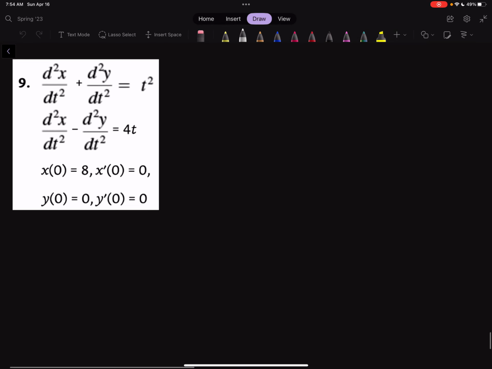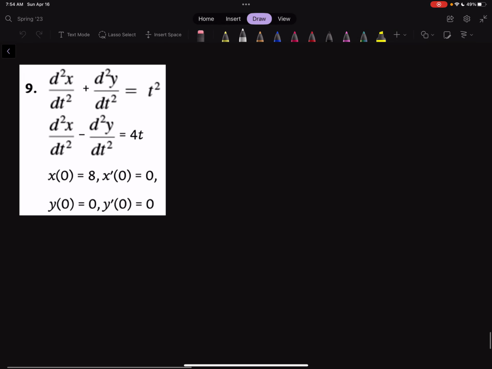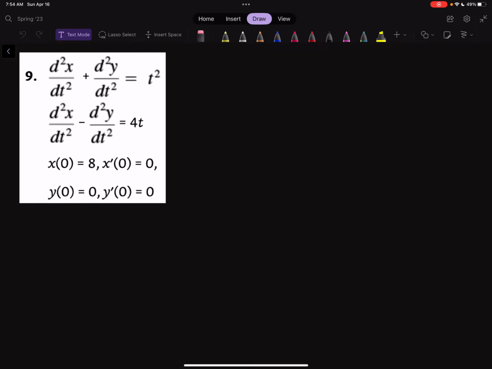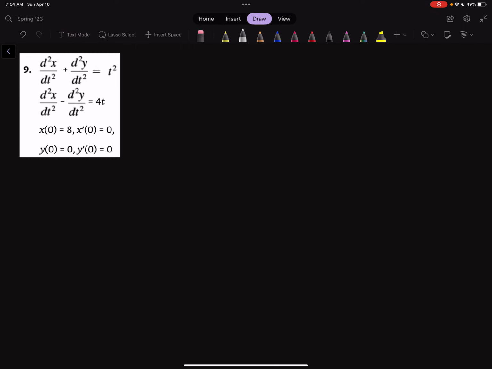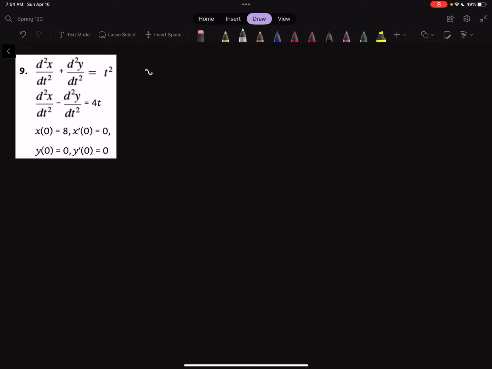Hi, let's try to do this problem now. Let's rewrite it in a compact way. So let me first make this a little bit smaller, just like this. And now what I'm gonna do is write here x double prime plus y double prime equals t squared. And here I'm gonna have x double prime minus y double prime is equal to 4t.